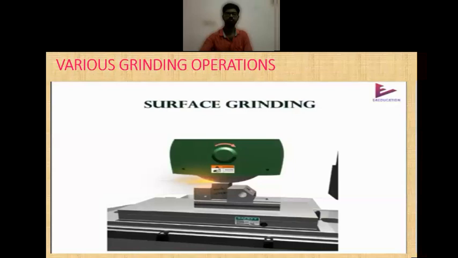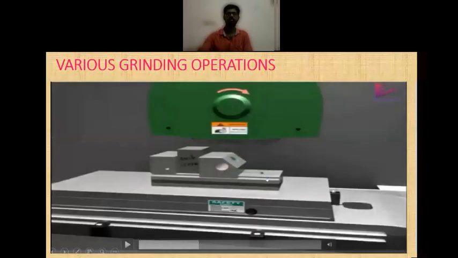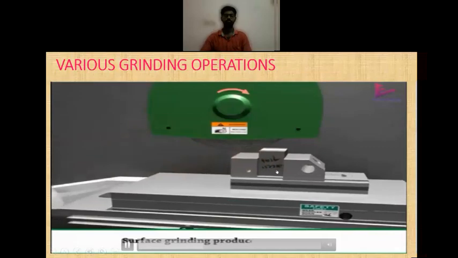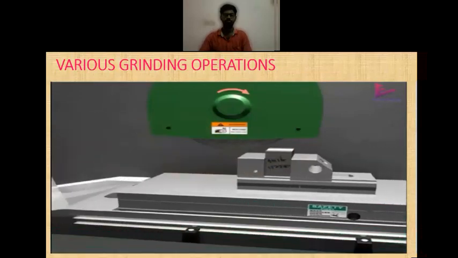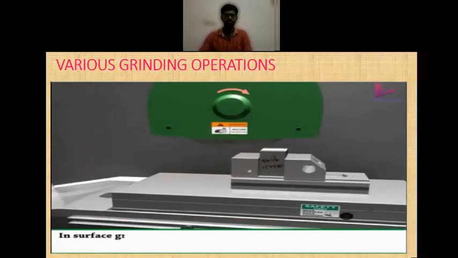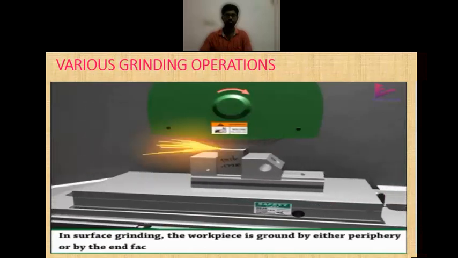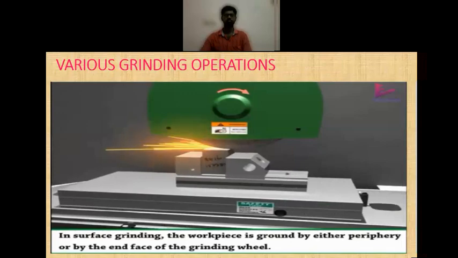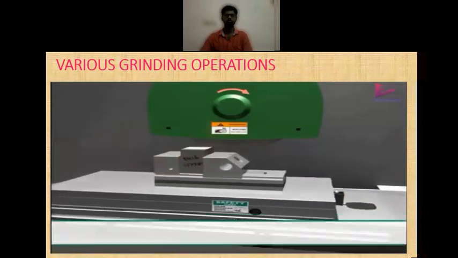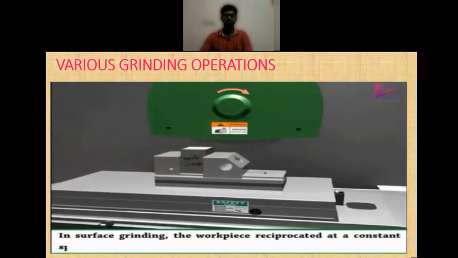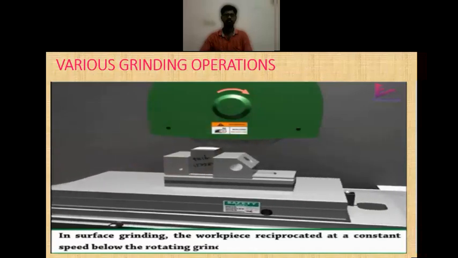Surface grinding. Generally, surface grinding is used to flatten the surface of the workpiece. Surface grinding produces a flat surface. In surface grinding, the workpiece is ground by either the periphery or the end face of the grinding wheel. The workpiece is reciprocated at a constant speed below the rotating grinding wheel.